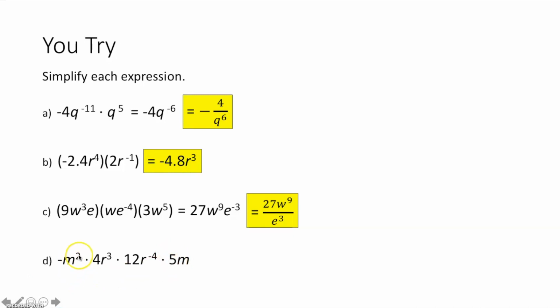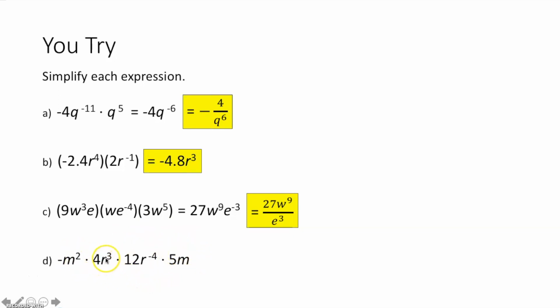Then we're going to do m to the negative 2nd times r cubed. Those are not like bases, so we can't add the exponents. Times r to the negative 4th. Those are not like bases, but these are. So we'll get back to that. And then m to the 2nd, we'll multiply it to this m that's out here. So m to the 2nd times m to the 1st. That's going to be m to the 3rd power because we add those exponents together. So we get m to the 3rd power.